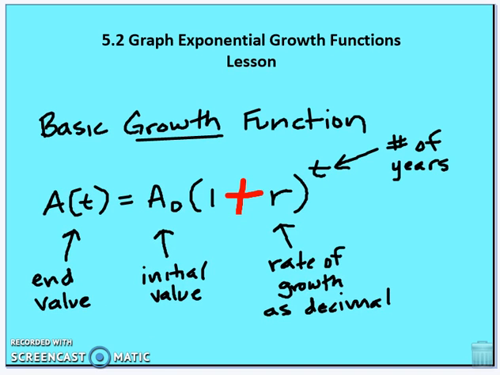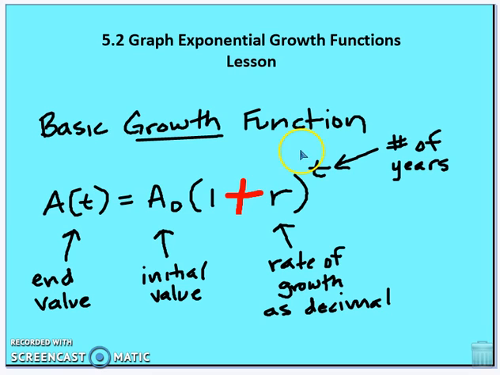All right, so now I want to talk about basic growth and decay functions. The basic growth function says that the ending value a sub t is equal to the initial value times 1 plus r, which is the rate of growth expressed as a decimal, to the power of t. Now t typically is number of years, but it can be any value of time: minutes, seconds, hours, months, quarters. Doesn't matter as long as you're consistent with that value. Typically it's going to be years.